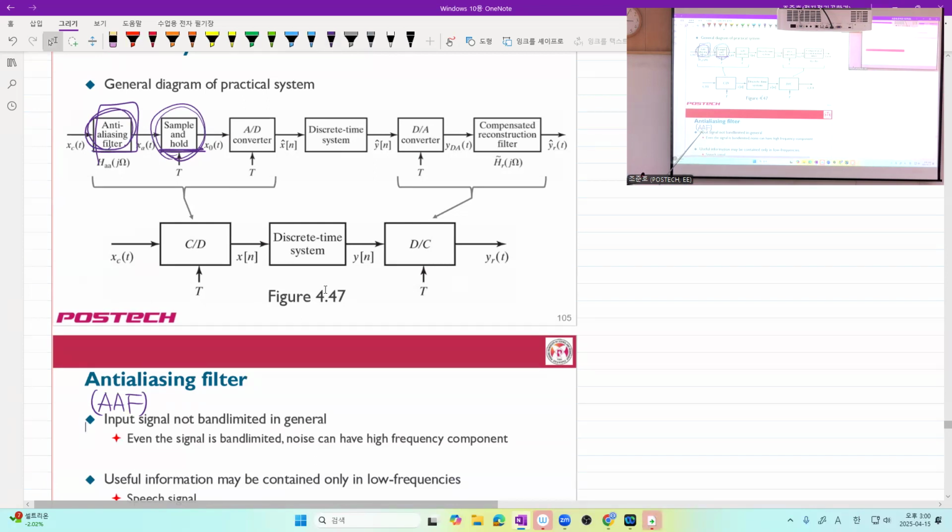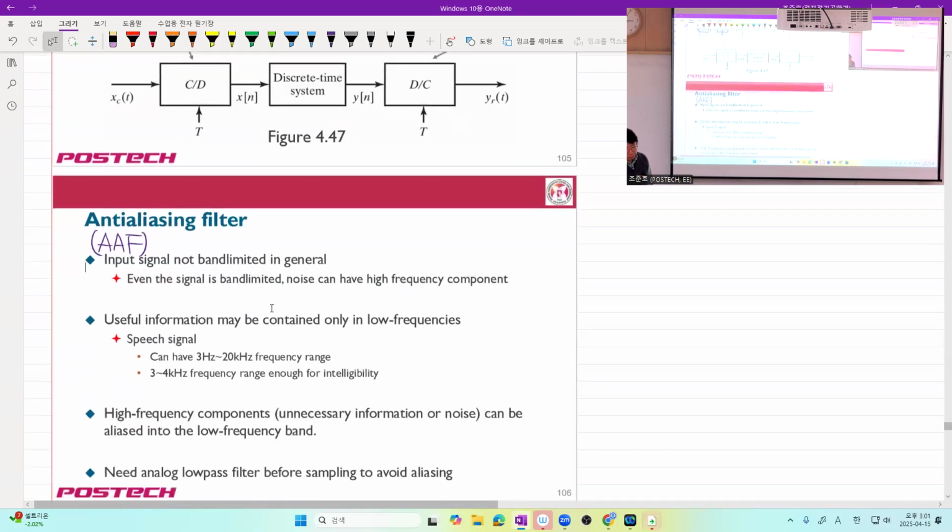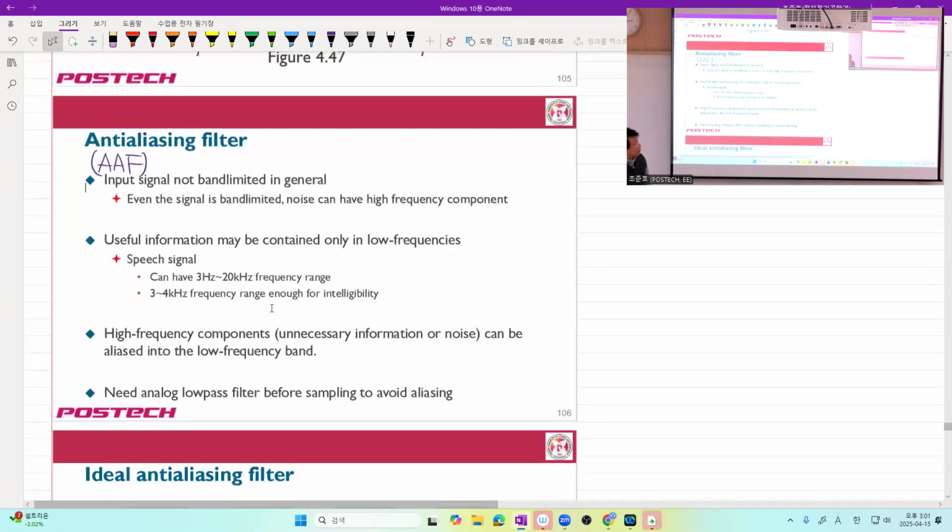And this is to, as the name says, remove aliasing. So from the sampling rate, it recomputes its cutoff frequency and then cuts out all high frequency components higher than half of the sampling rate, approximately. Got it? So remember this term AAF.